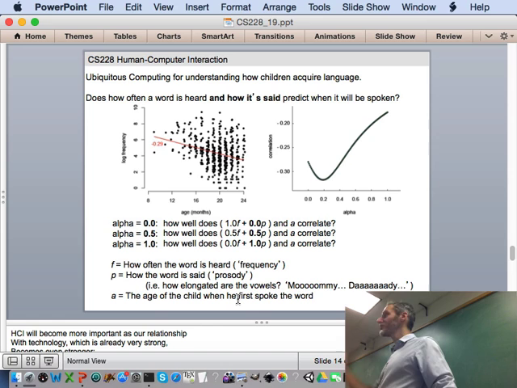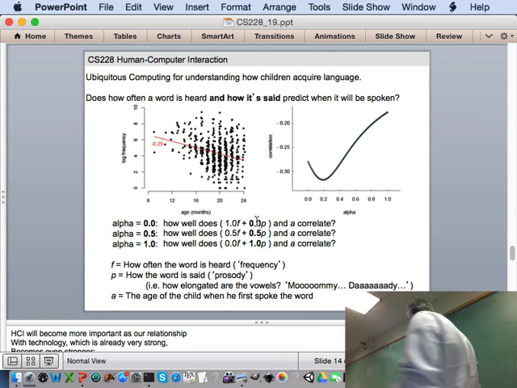So far, so good? Okay, we're going to introduce another variable, alpha, and you can think of alpha as a slider bar. We're going to slide alpha between 0 and 1, and it's not actually written here on the slide. So what they actually did was the following. When alpha equals 0, that is equivalent to this figure here. So it's just taking F, right? If alpha is 0, we get 1F plus 0P, which is just F. And we're going to see how F predicts A.